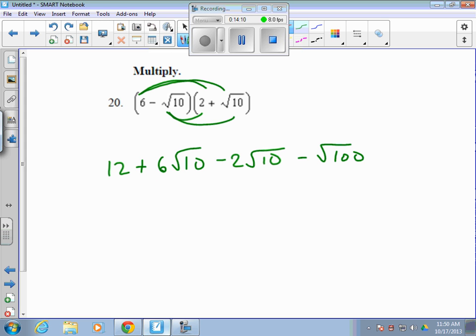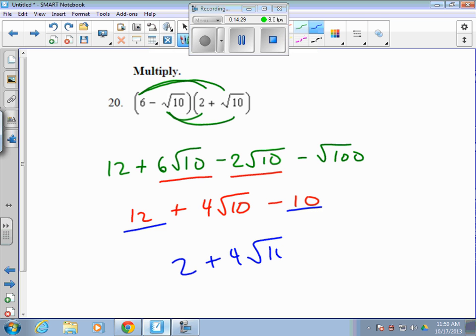Combine your like terms. 6 times the square root of 10 minus 2 times the square root of 10 is 4 times the square root of 10. So 12 plus that minus the square root of 100, which is minus 10. So 12 minus 10, combining those, is 2 plus 4 times the square root of 10.